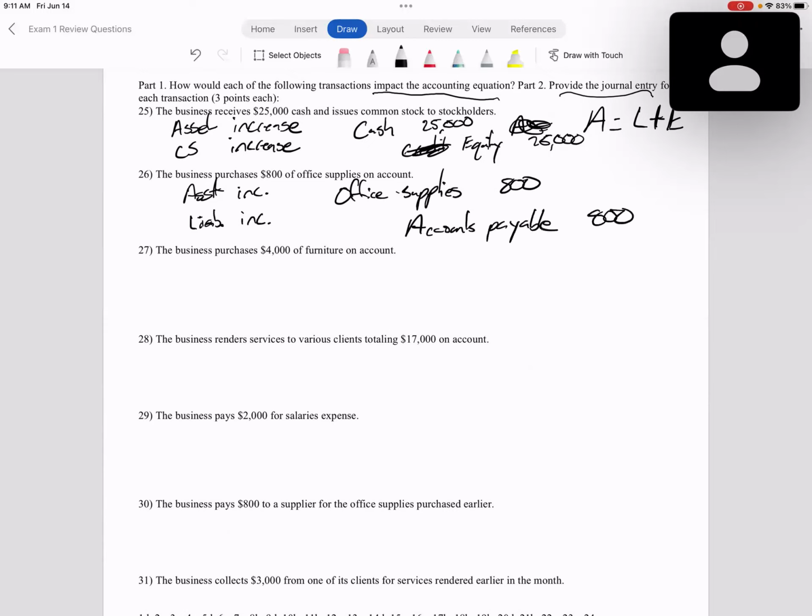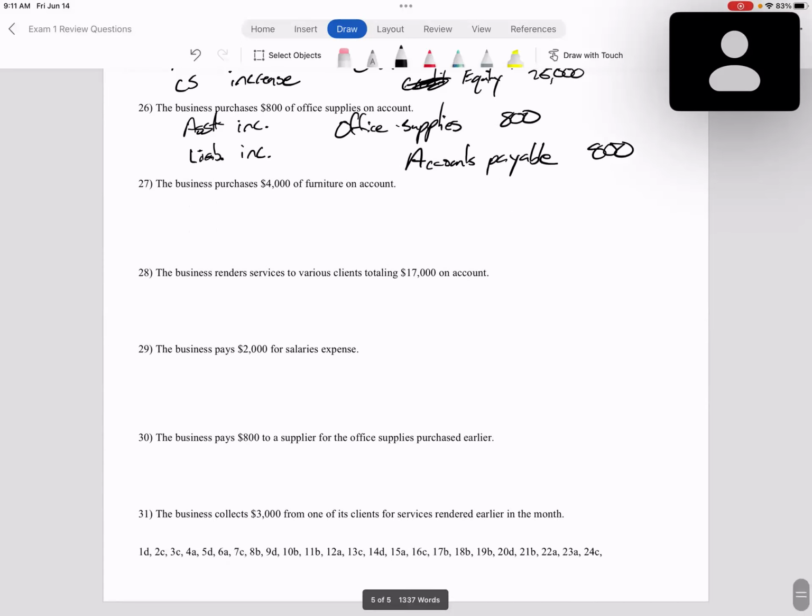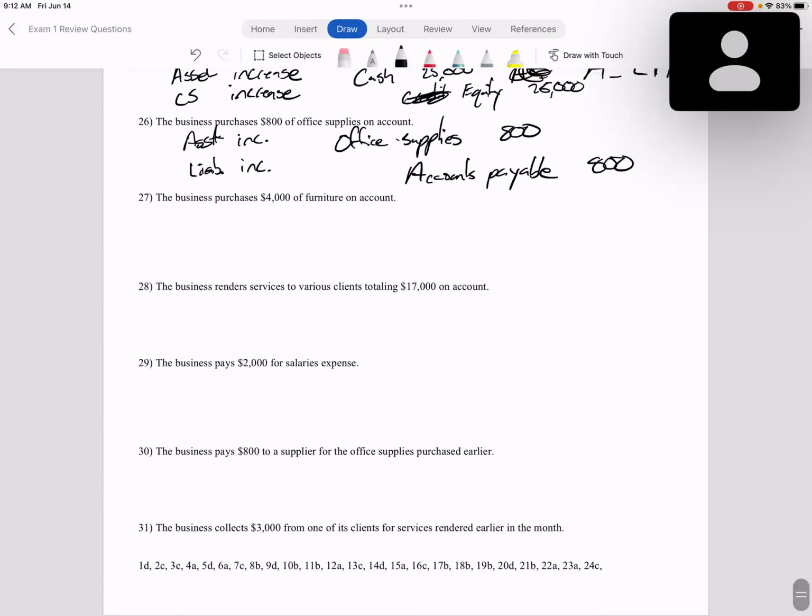And just know these are worth, can't remember exactly how much they're worth. It'll say on the test. They're worth quite a bit. So make sure you can do these journal entries. Okay. Business purchases, and do all the ones in the PowerPoint to just make sure you've done a lot of these to practice.